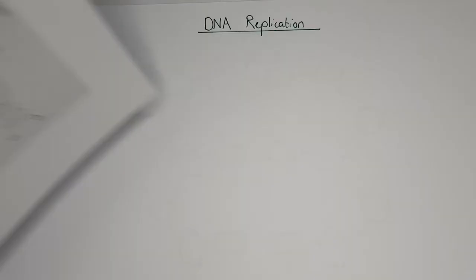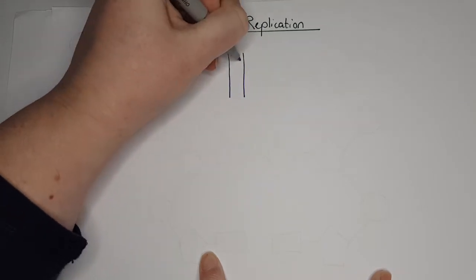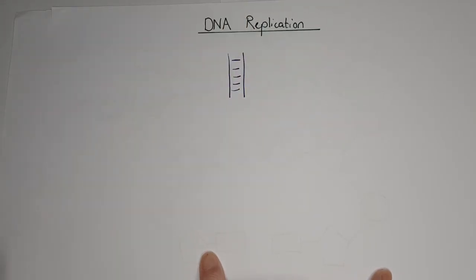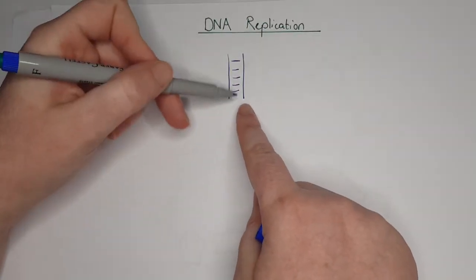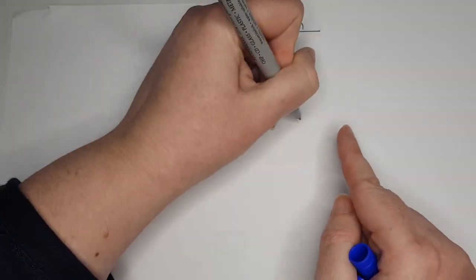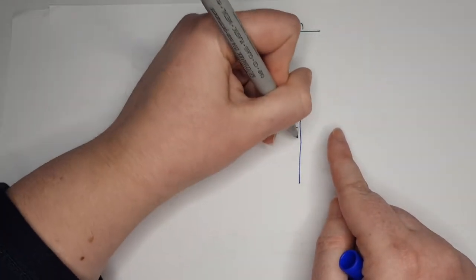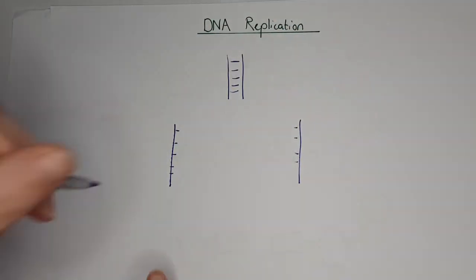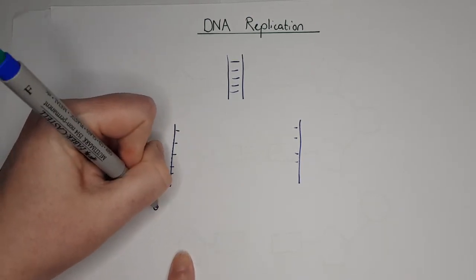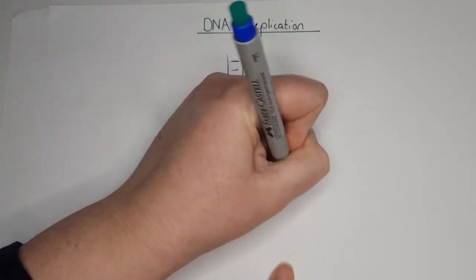Okay, so each DNA strand is used as a template. So I have my DNA over there, and I break my hydrogen bonds with that helicase, and I end up with one strand on that side and one strand on that side. So now this strand is called the template on each side.